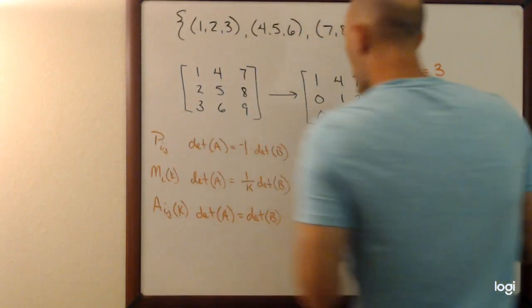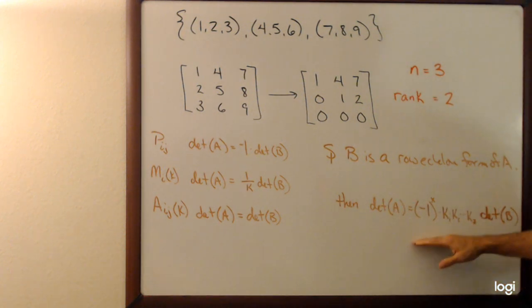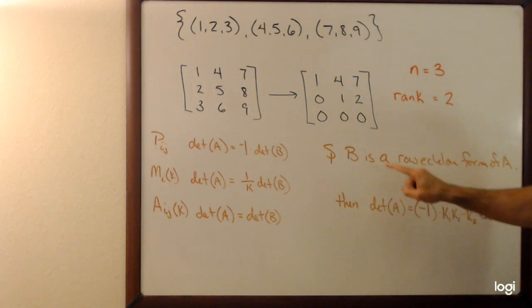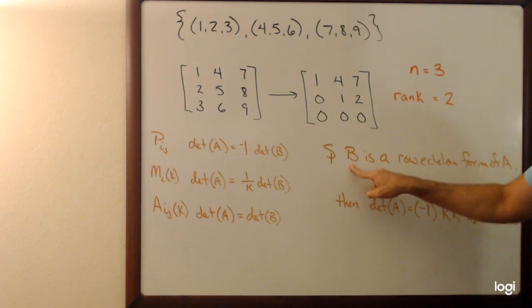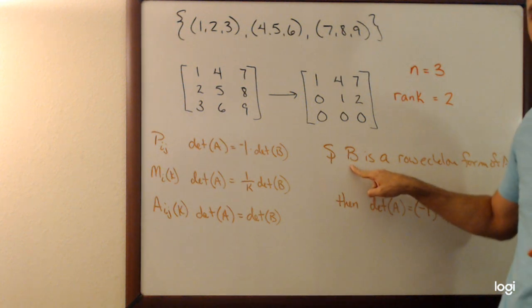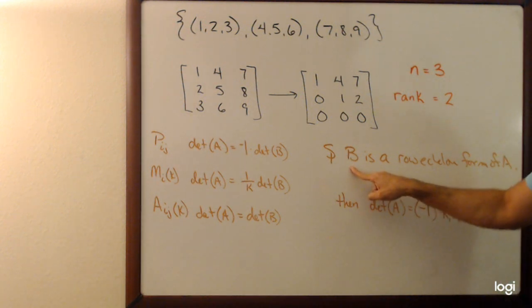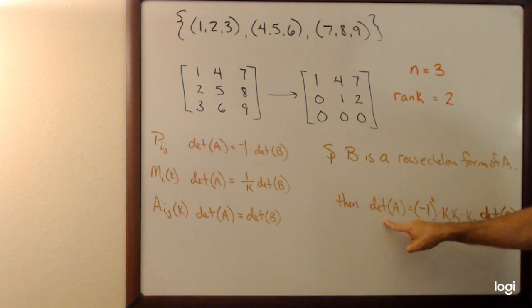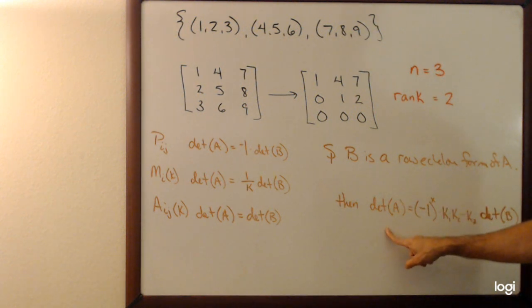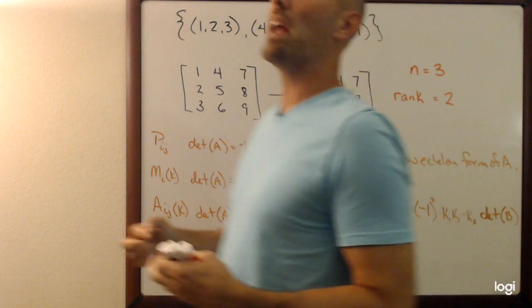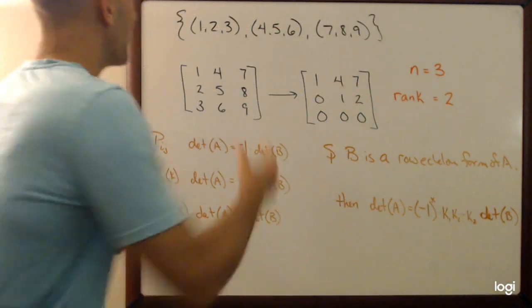But understand what that means. That means if A is row equivalent to a matrix that has at least one row of all zeros, then the determinant of A would have to be this times the determinant of B, but the determinant of B is 0 since it has a row of all zeros, which implies, of course, the determinant of A is 0. And that is a fantastic result.